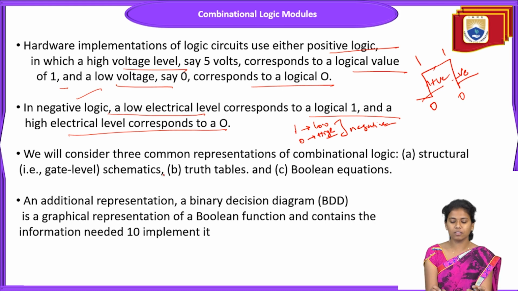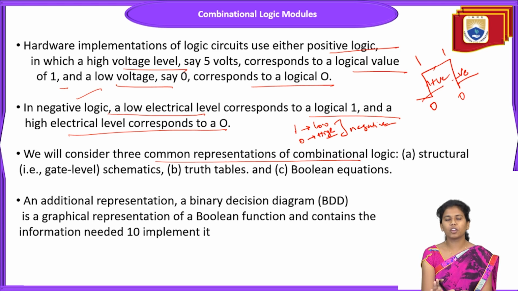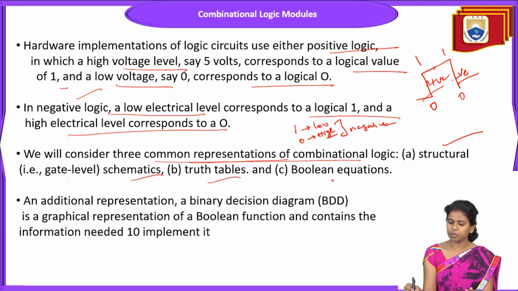And we will also consider three common representations of combinational circuits. Whatever digital circuit you are considering, the common representations of combinational logic are structural schematics, truth tables and Boolean equations. These terms are to be considered mandatorily. If you are considering any combinational circuit, always remember that we need to consider these three. One is the structural formation, the schematic based on gate level, using different types of gates.